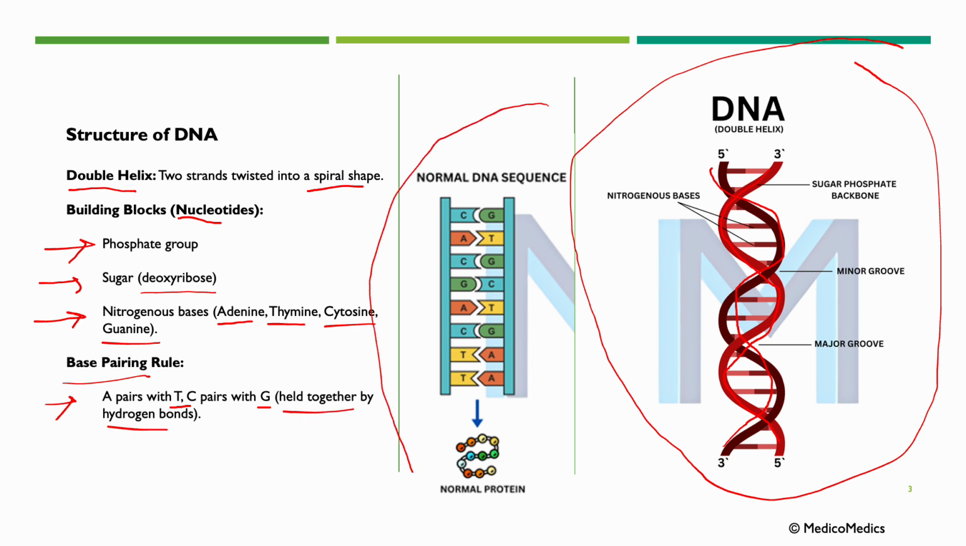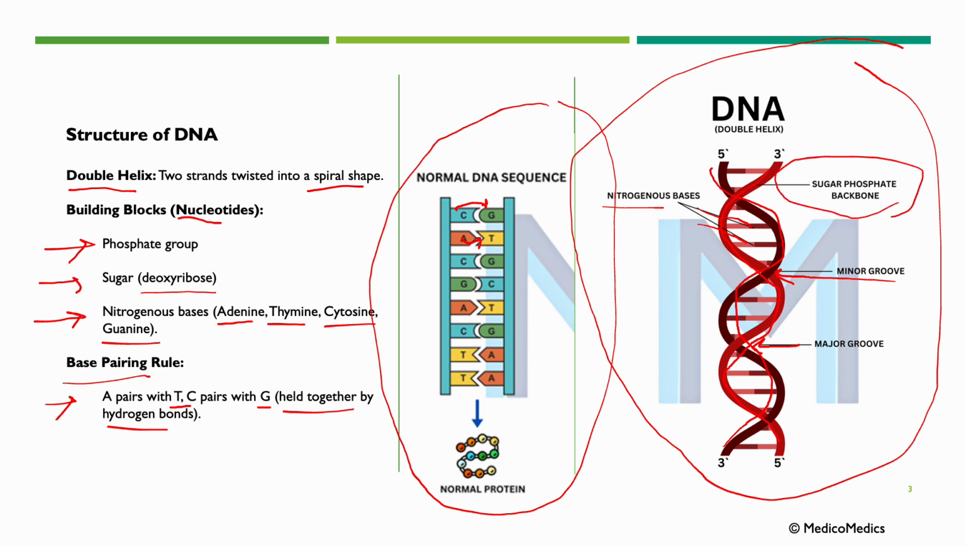So here is an illustration of a normal DNA sequence. Again, cytosine binds with guanine and adenine with thymine. And here on the right, you have the nitrogenous base illustrated here and here. The minor groove of the helix is here. The major groove is found here. And then we have the sugar phosphate backbone.